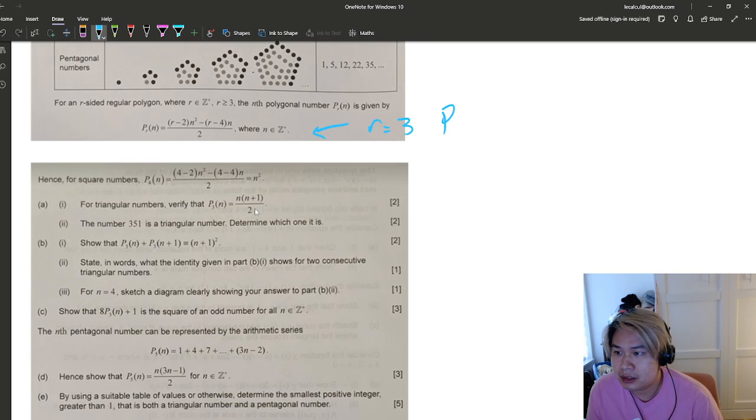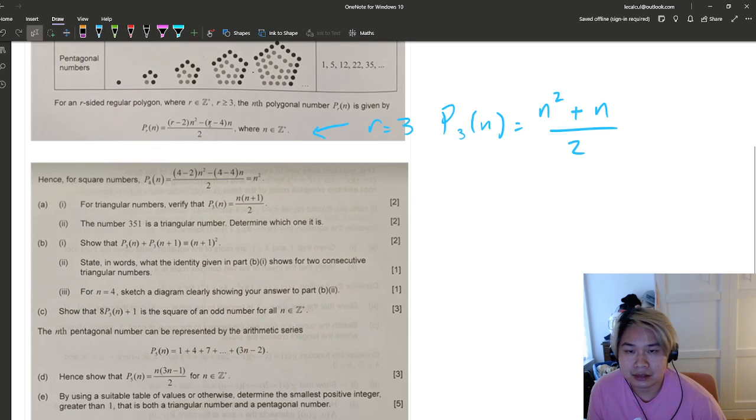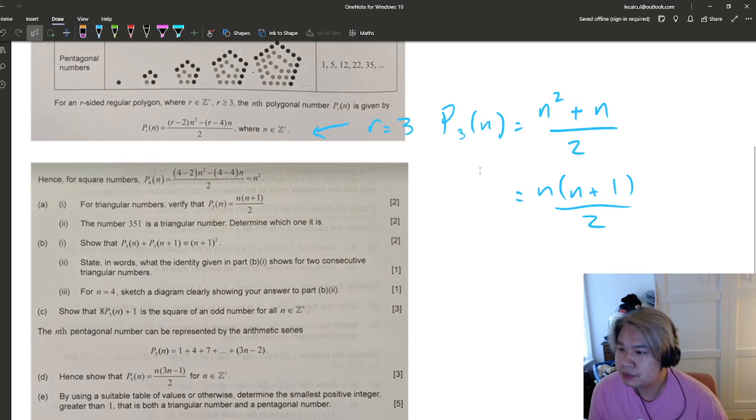So p3 of n is equal to (3 minus 2) over 2 times n squared, minus (3 minus 4) over 2 times n. So 3 minus 4 is -1, and minus -1 becomes a plus 1. And then if you factor out the n, you get exactly what you needed to show.